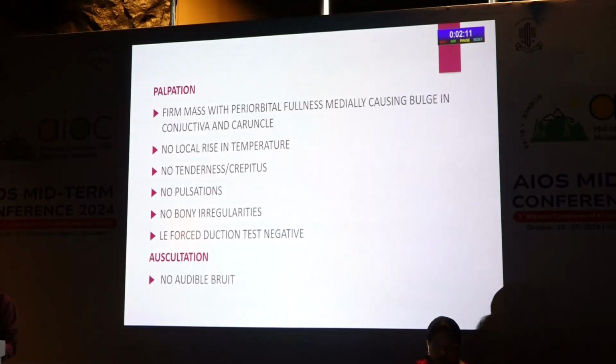On palpation, a firm mass with periorbital fullness medially is felt, causing a bulge in the conjunctiva, and a caruncle is seen. There is no local rise in temperature, no tenderness, no crepitus, no pulsations, no bone irregularities, and on the left eye the forced duction test is negative. On auscultation, no audible bruit is heard.